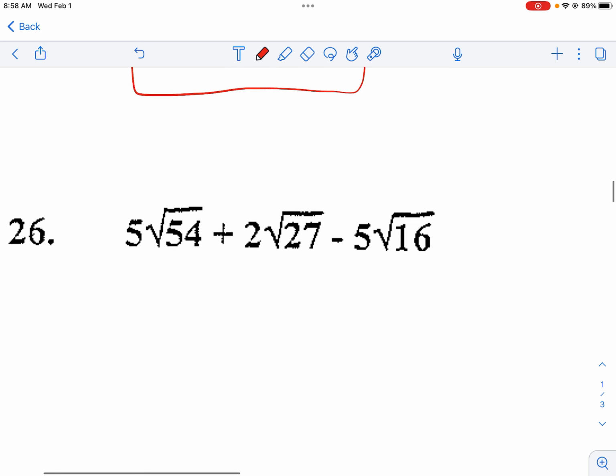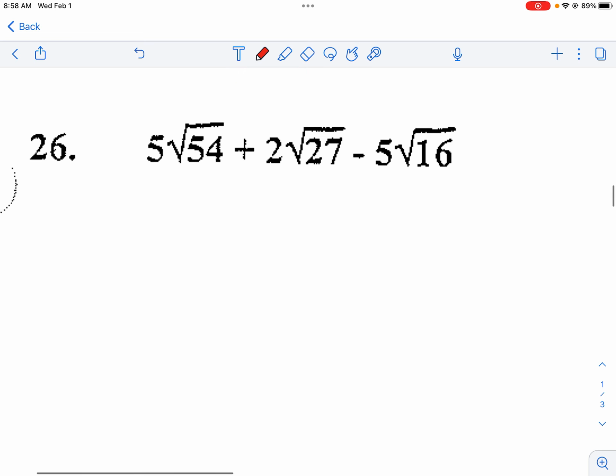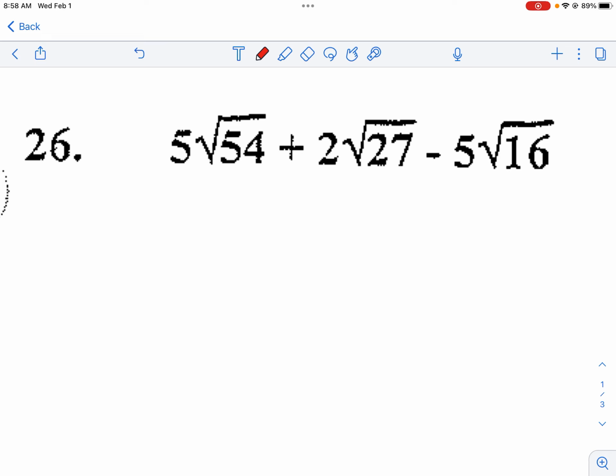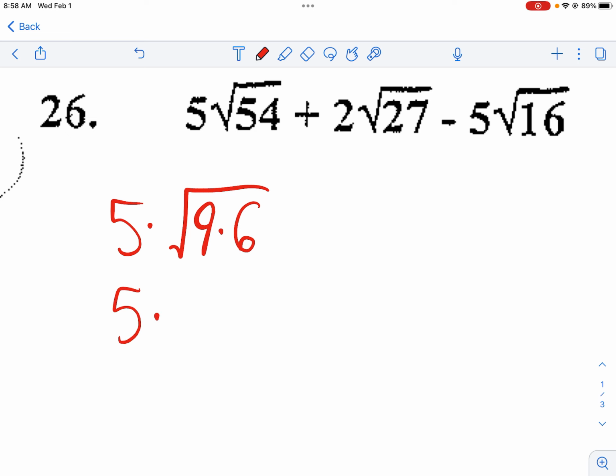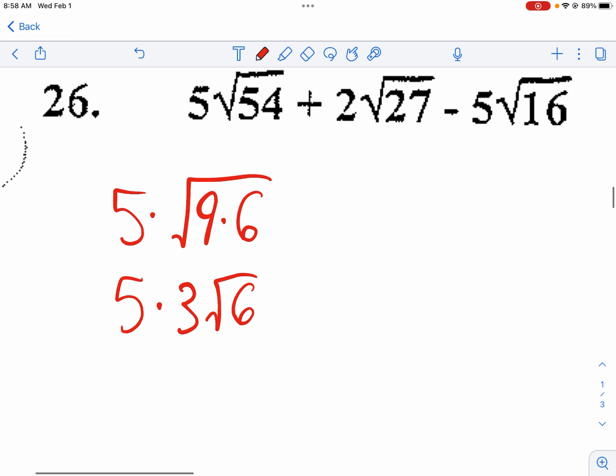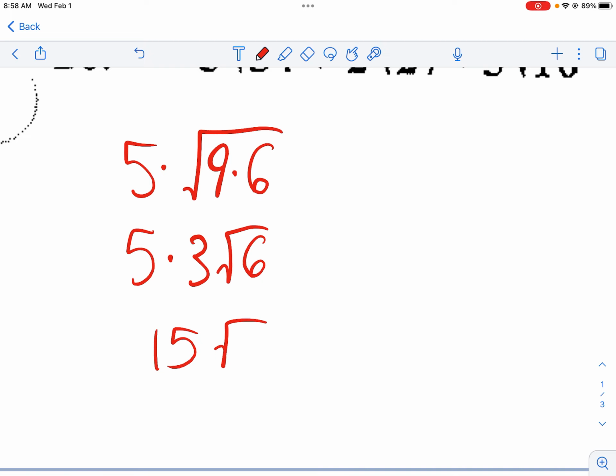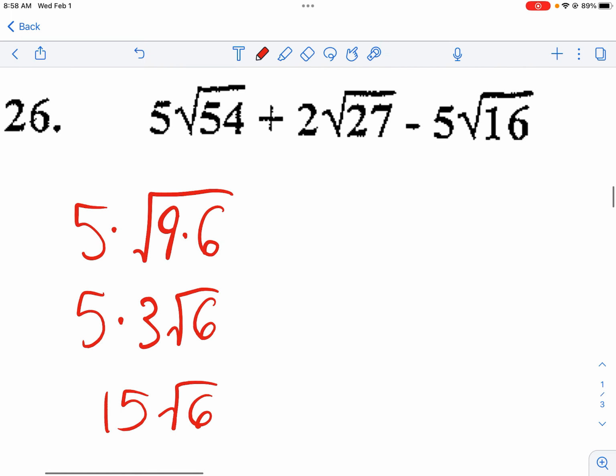Pretty easy one. Number 26. I have a bunch of square roots that are multiplied by coefficients that are not the same number in the square root. So I'm going to have to do what? I'm going to have to simplify the square roots. I have 5 times square root of 54. Let's work with that one first. Let's rewrite that. 5 times, what are some factors of 54? What about 9 and 6? Okay, then we pull out that one. That becomes 5 times 3 square root 6. In the end, we have 15 times square root 6. Okay, we've rewritten that one.